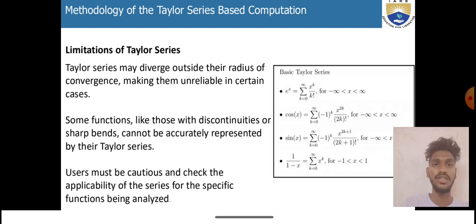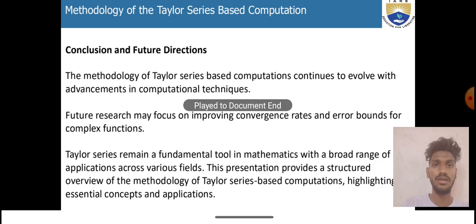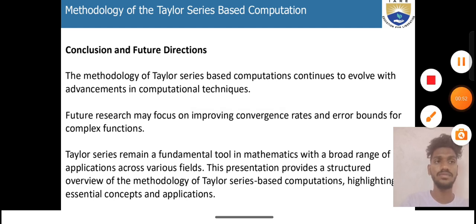Next, limitations of Taylor series. What are the limitations of Taylor series? We will discuss here. Next, comparison with other approximations. We will compare the Taylor series with other methods. Conclusion and further direction, we will discuss this.